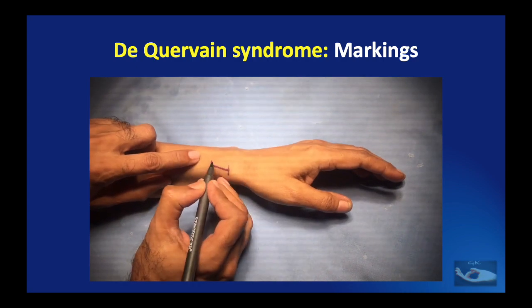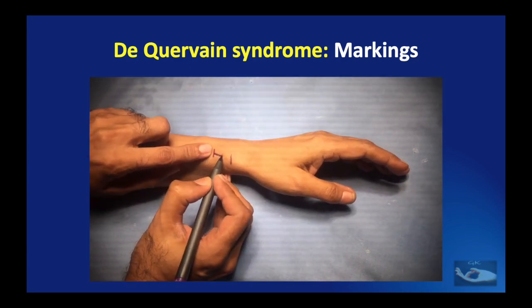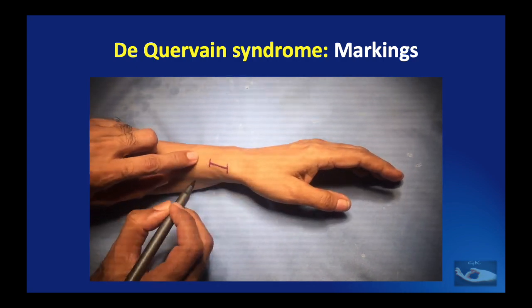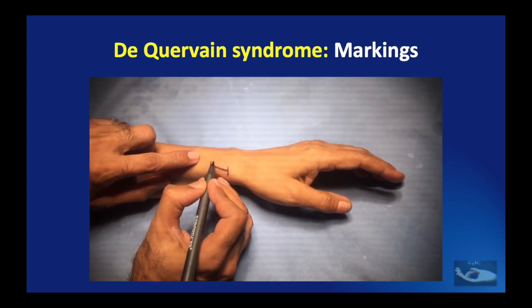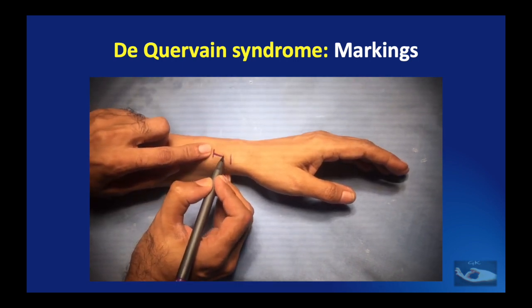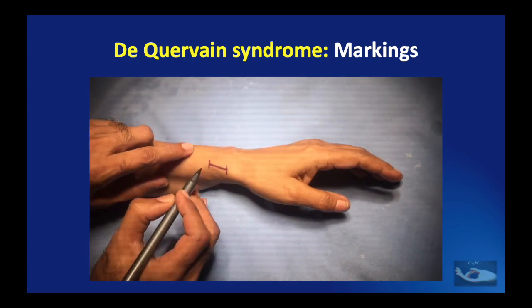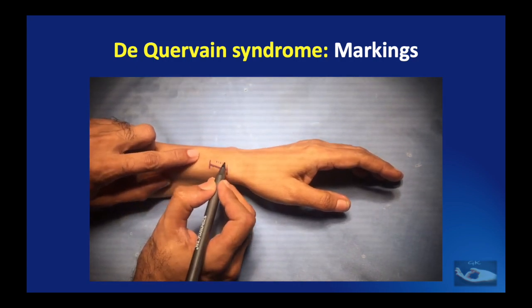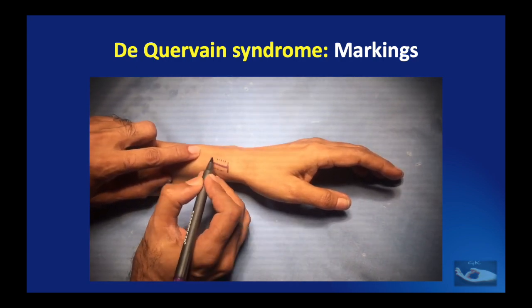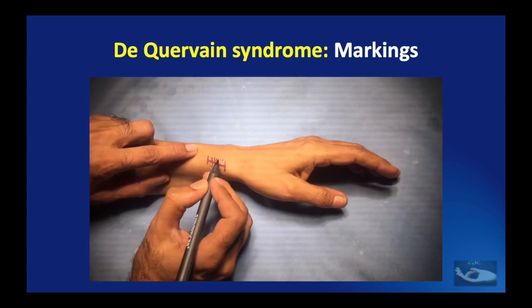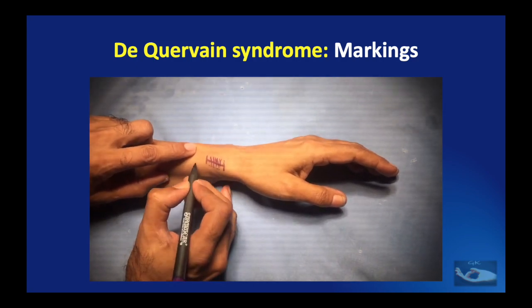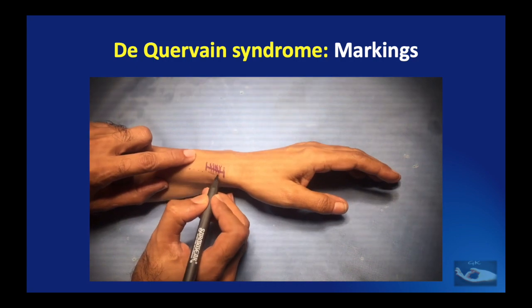The length of the incision would be about 2.5 to 3 centimeters maximum. This affords better exposure of the retinaculum and also exposure of the superficial branch of the radial nerve. So the incision is marked between these 2 points, and this will be the arrangement of the pulley, and this will represent the position of the superficial branch of the radial nerve.